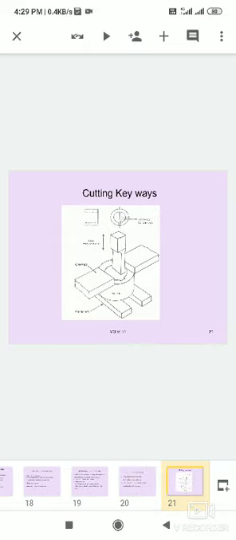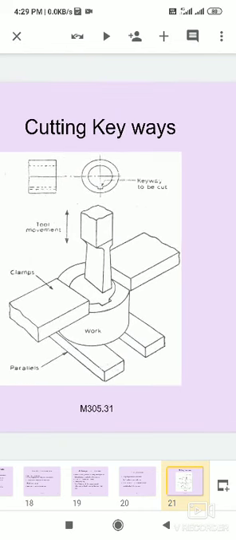This is cutting keyways. This is the keyway to be cut. The tool moves in the vertical direction and clamps hold horizontally, and parallels support the cylindrical block. It is a cylindrical block. It has the middle point of the keyway, for the keyway cutting operation and slots also. The cut is in the vertical direction and clamps also support in the horizontal direction.